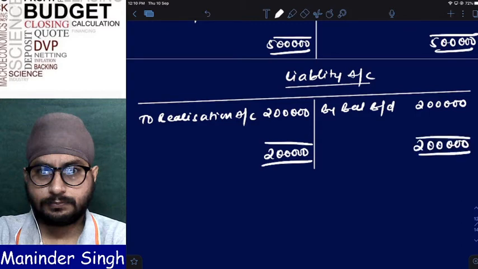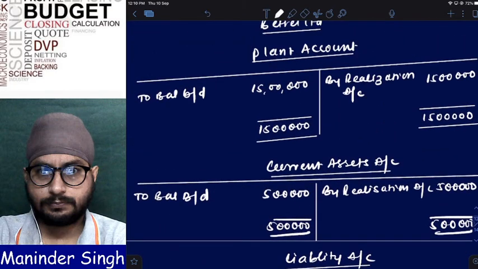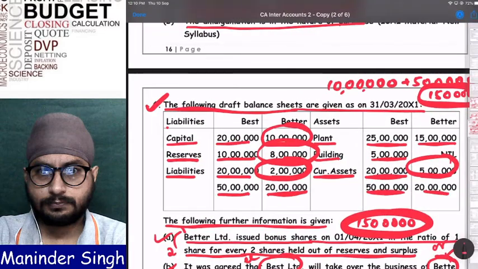Here is the realization account, simple. Step number one: what we have done is close the assets and liabilities, correct or not? Did we close all the assets and liabilities, outside liabilities? Check here and tell. Now only capital and reserves are there, that we'll see later on what to do. Capital and reserves should be transferred to whose account?